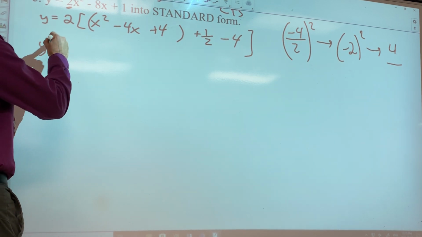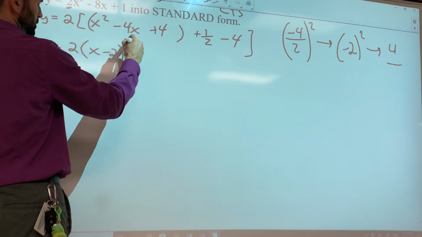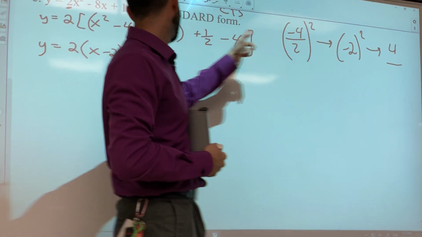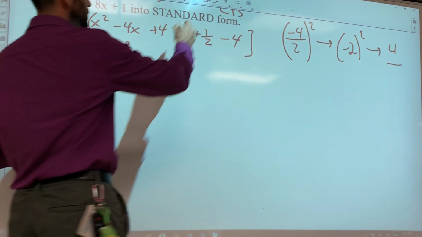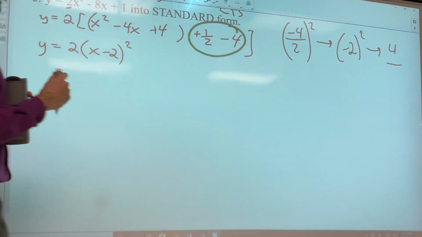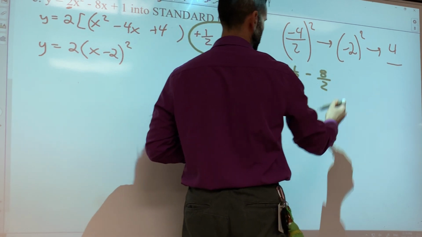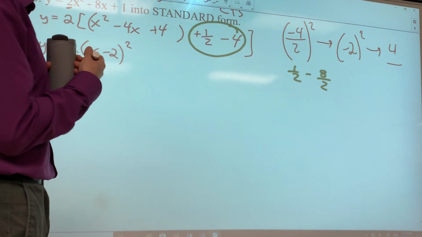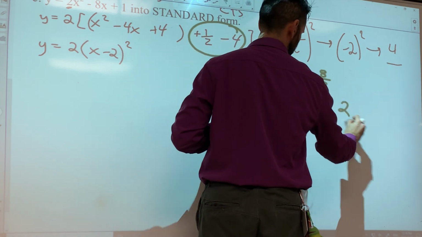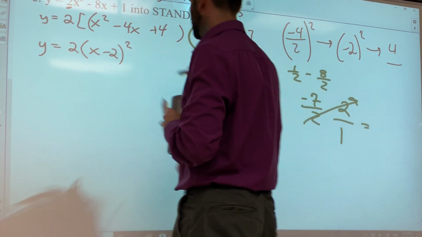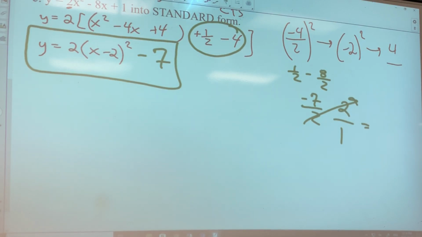Going to start completing the square. I'm going to go 2. This is a perfect square trinomial. It's x minus 2 squared. So just a reminder, you can grab the number you have here and pop it in there. You're always guaranteed that it'll work. Okay, I have to remember to multiply this by 2. So off to the side, I'm going to go 1/2 minus 8 over 2, which is 4. So that gives me negative 7 over 2. When I multiply negative 7 over 2 by 2, those cancel, and I'm just left with subtract 7. And there's my standard form.